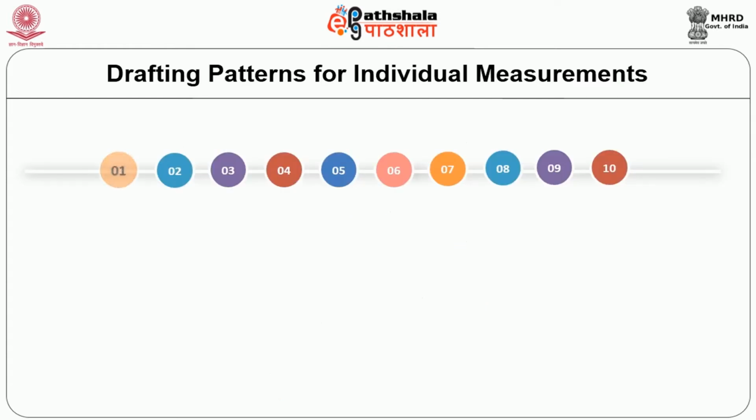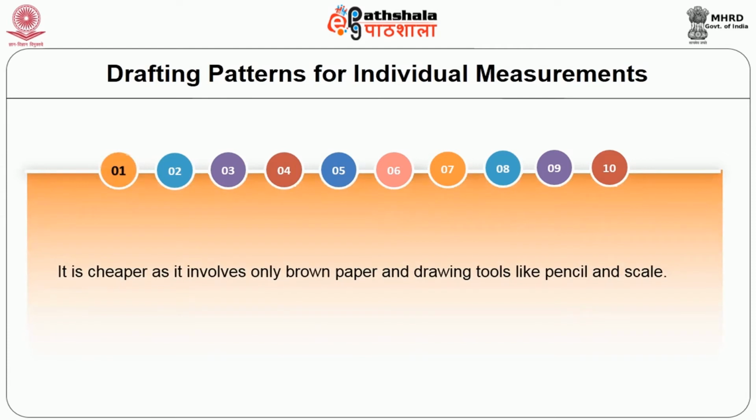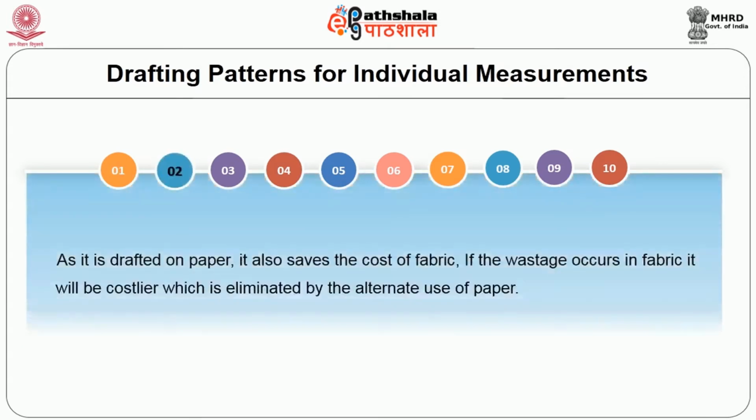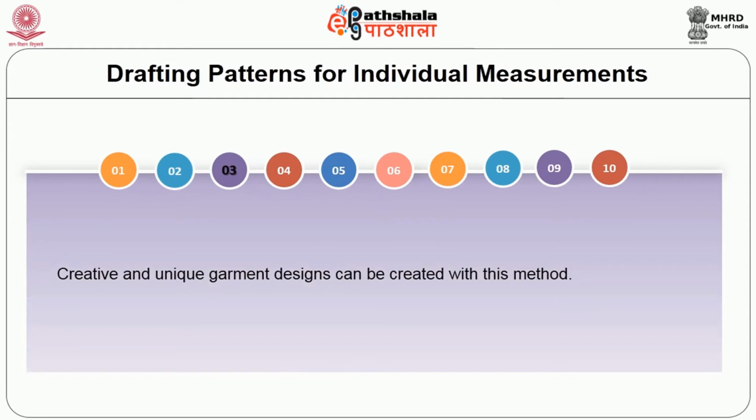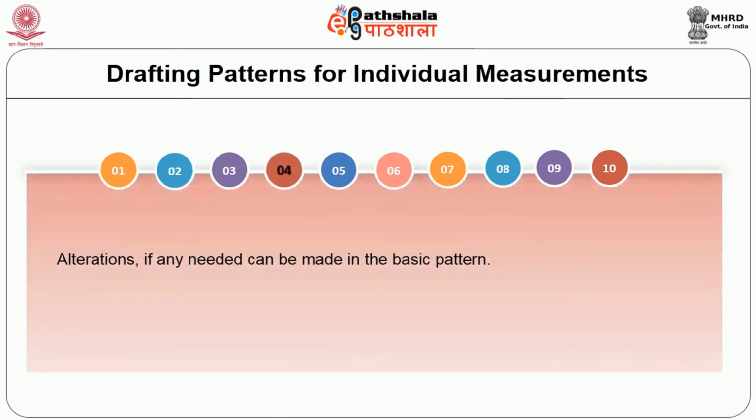The advantages of this method are that it is cheaper as it involves only brown paper and drawing tools like pencil and scale. As it is drafted on paper, it also saves the cost of fabric, because if wastage occurs in the fabric, it will be costlier, which is eliminated by the alternate use of paper. Creative and unique garment designs can be created with this method. Alterations, if any, can be done in the basic pattern.